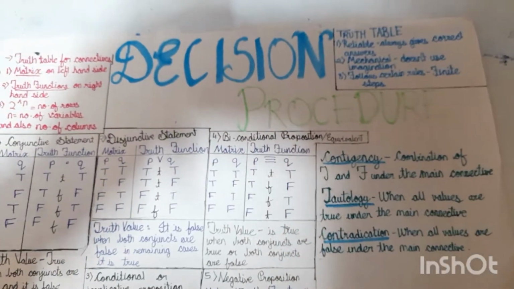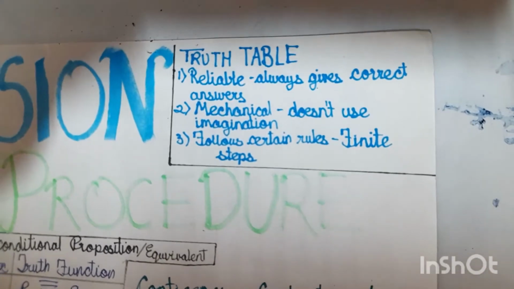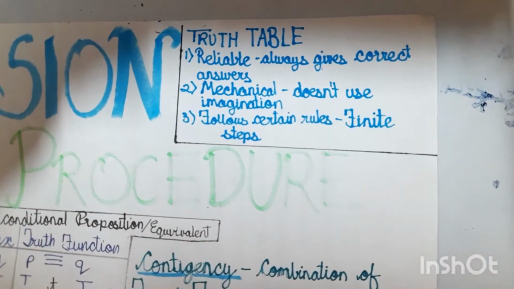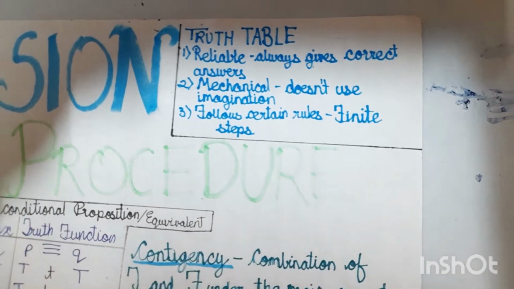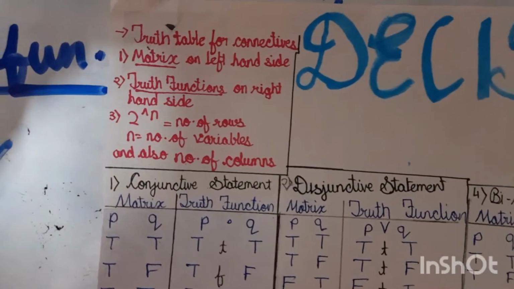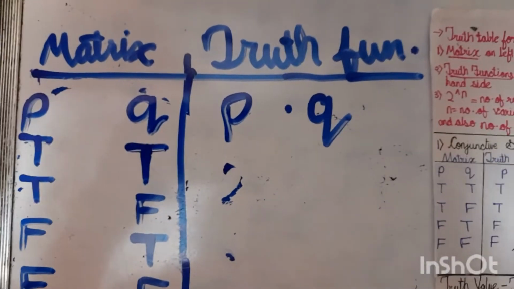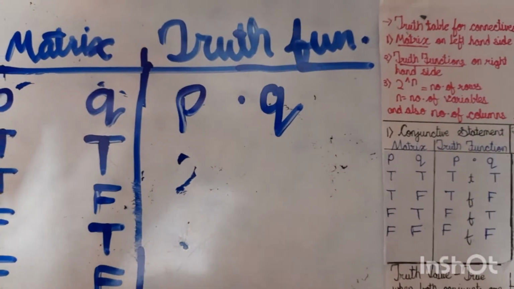Let us begin with decision procedure now. A truth table is also known as a decision procedure. Why? Because it is reliable, it is mechanical, and it follows certain rules. So how do you construct a truth table and what is it exactly? In a truth table, on left hand side you have your matrix and on right hand side you have truth functions.